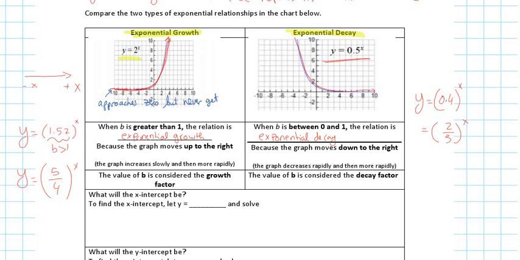Okay? So the value of b is what we call the growth factor in the case of growth, and in the decay, we call it the decay factor. Growth factor or decay factor. So when I ask you what is your growth factor or what's your decay factor, you should be able to say, well, your growth factor in this equation is 2. Your decay factor in this equation is 0.5. Okay?